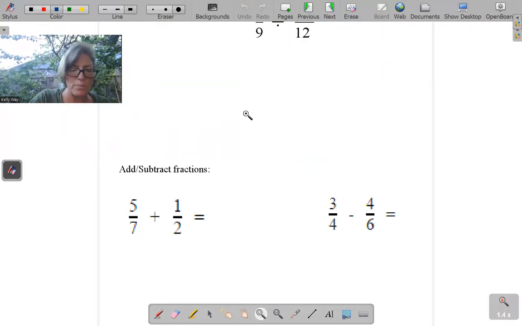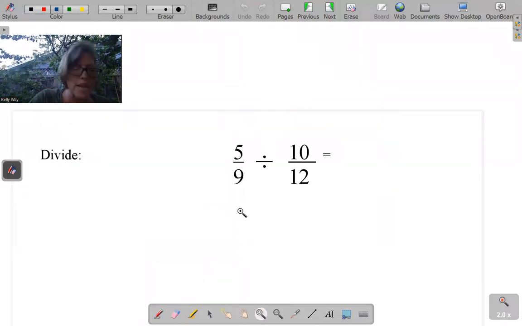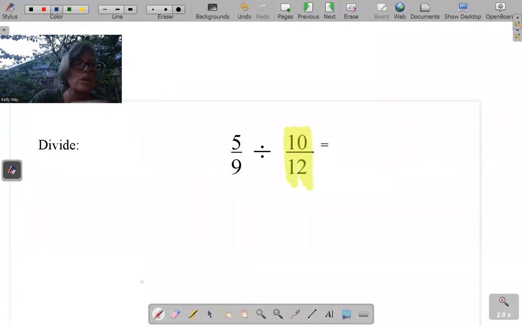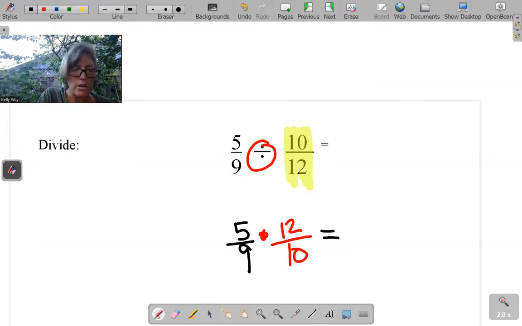Dividing fractions. Dividing with a fraction is the same thing as multiplying its inverse. So the easiest way to do this is I take that second term, instead of dividing by 10/12ths, we're going to multiply by 12/10ths. And then here I have 5/9 equal. Since I'm on the same side of the equal sign, I can start rearranging the furniture.